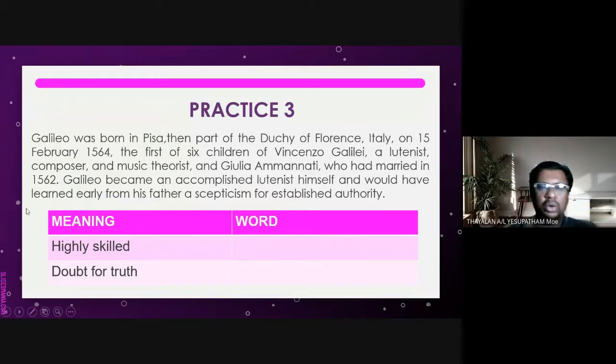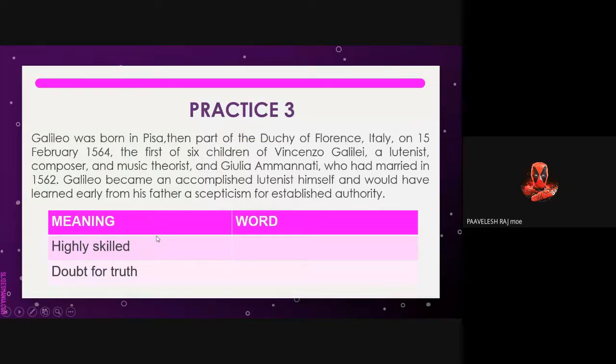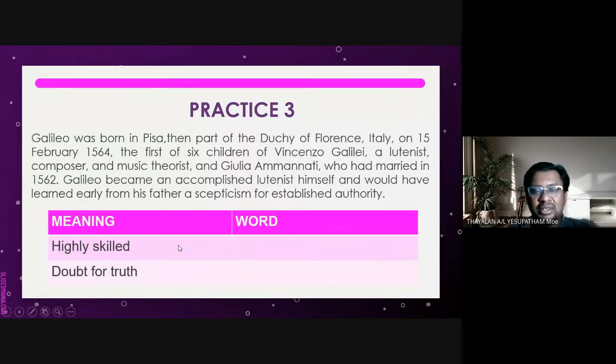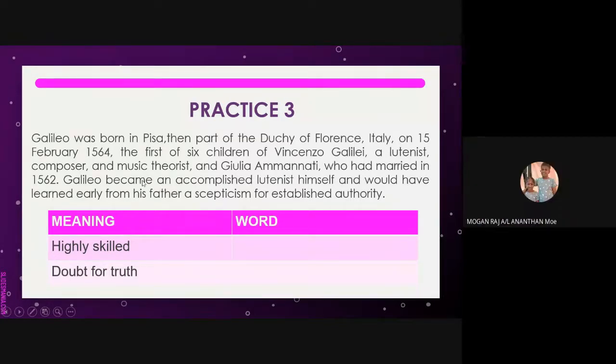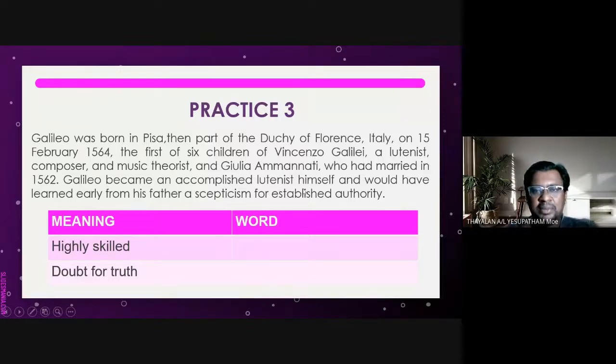Very good. Now, very well read. Now, highly skilled. What do you think is the word? Accomplished. Excellent. Very good. Became an accomplished lutenist.